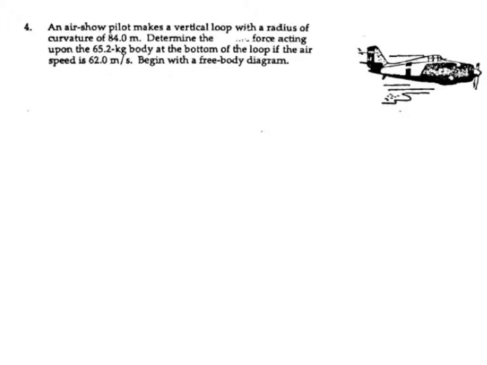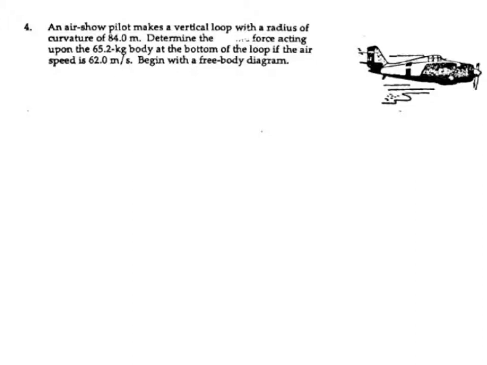Okay, for number 4, it says an airshow pilot makes a vertical loop with a radius of curvature of 84 meters. Determine the force acting upon the 65.2 kilogram body at the bottom of the loop if the airspeed is 62.0 meters per second. Begin with a free body diagram.